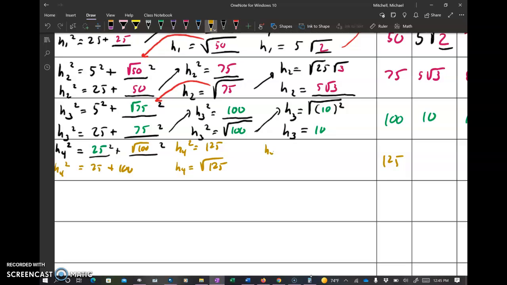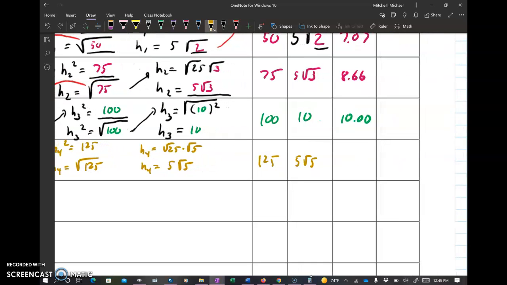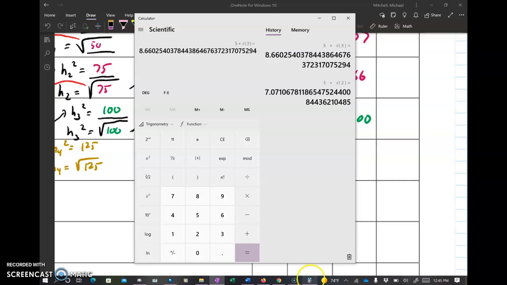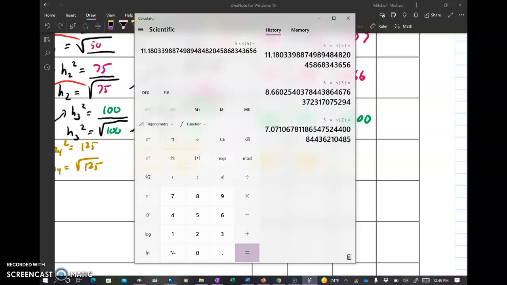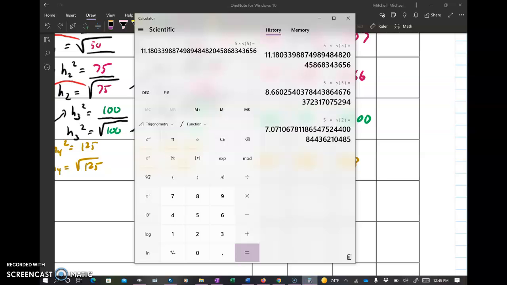Now I'm going to break this one up. H4 equals square root of 25 times square root of 5. 25 times 5 is 125. So H4 equals 5 root 5. And let's get that. 5 times the square root of 5 equals 11.18. 11.18, is that right? Yeah.